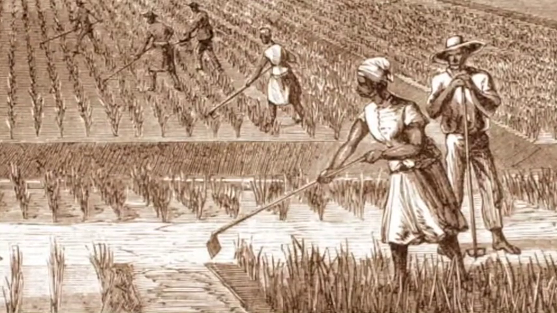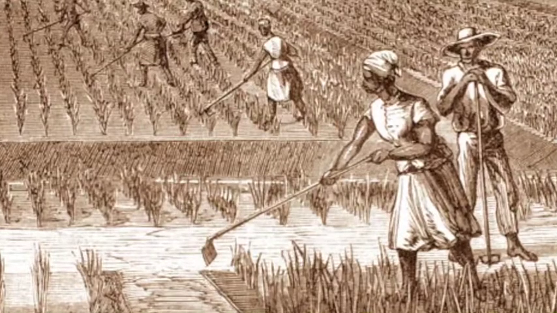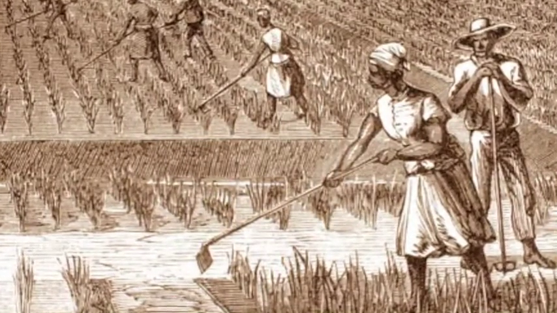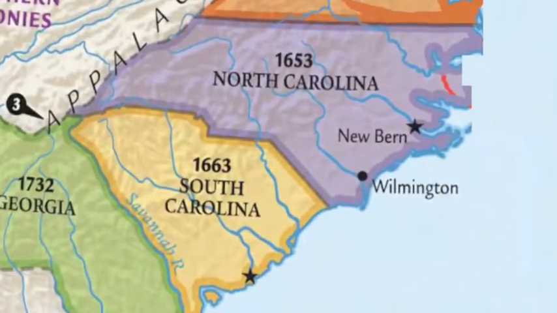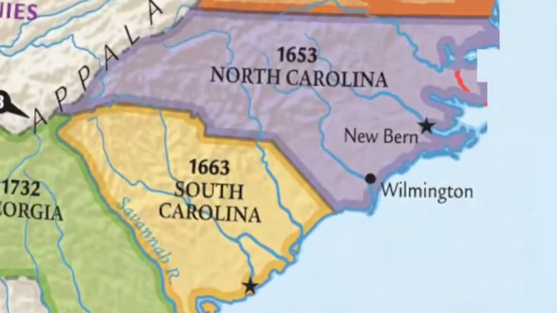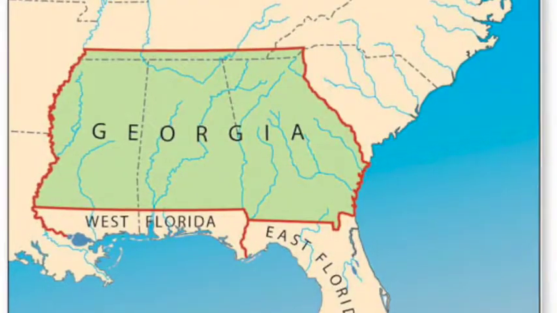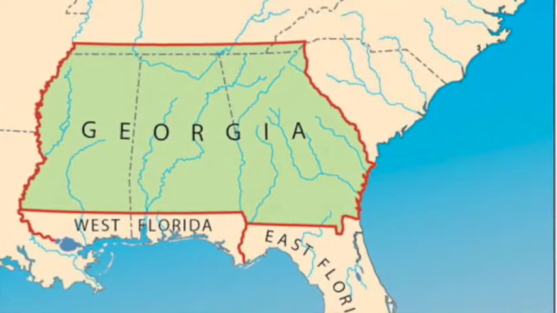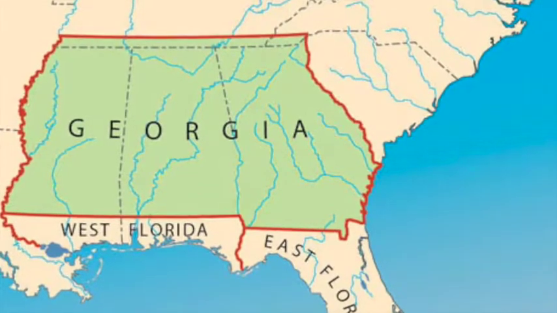Rice cultivation spread, becoming the most important one in the region. Charlestown became the largest city in the southern colonies. The colony was divided in two, in order to create North Carolina and South Carolina. Georgia was founded to prevent Spanish expansion from Florida, and because James Oglethorpe sought to defend British debtors.